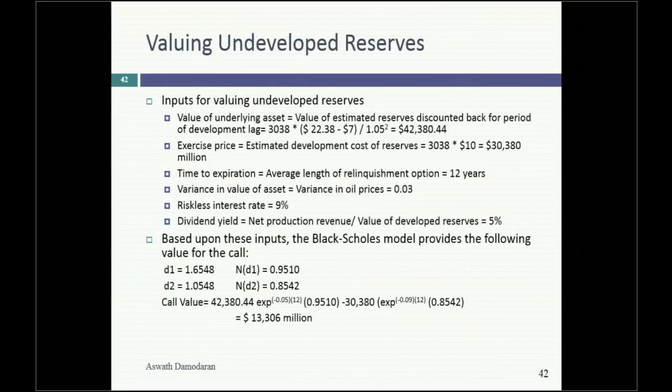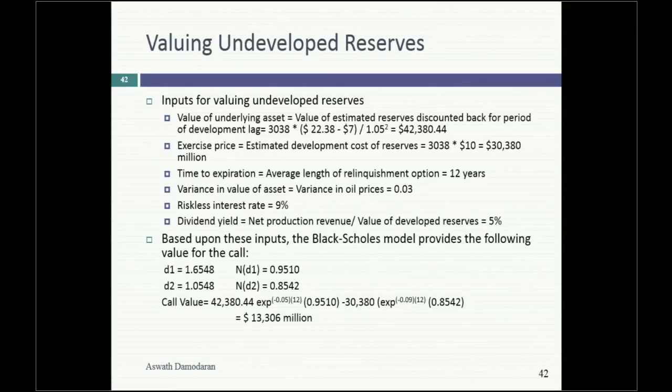But here's the magic. The value that I get for these reserves valued as an option is 13.3 billion. What is the value with the DCF? 12 billion. Where's the extra 1.3 billion coming from? It's coming from the option value. What's driving the option value? The fact that oil prices are volatile, right? If I made the variance 0 for oil prices, you know what will happen to the value of the option? It will go back to 12 billion. And the more variable oil prices become, what happens to the value premium you're going to see? It's going to get larger.